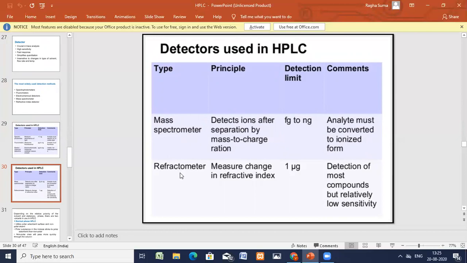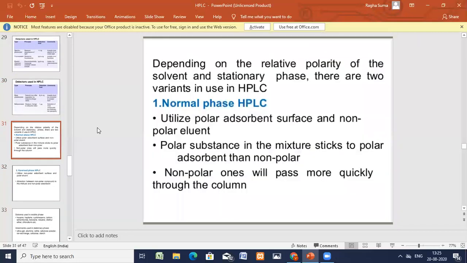A refractometer type of detector can also be used in HPLC. It measures the change in refractive index. It detects most components but has relatively low sensitivity. Other types include fluorescence, refractive, electrical, conductivity, density, dielectric constant and vapor pressure detectors. Such different types we can use. After completing the detectors, we'll see the overall view of the HPLC.